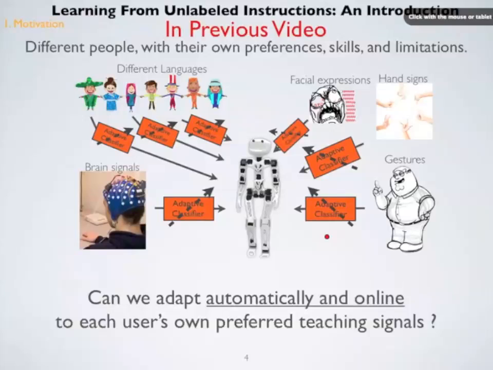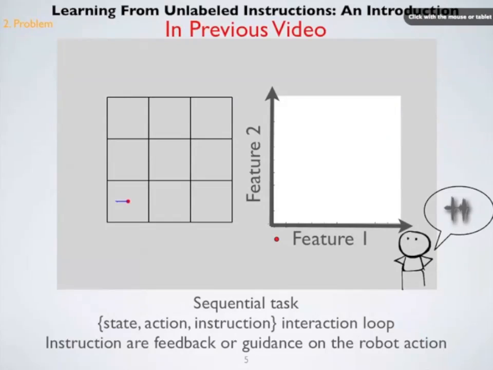To do so, we need to adapt automatically and online to each user. And I should remind you that this classifier is used to teach the robot a new task, something that it does not already know, which opens the following question. Can a robot learn a new task if the task is unknown and the robot is instructed using unlabeled instruction signals?